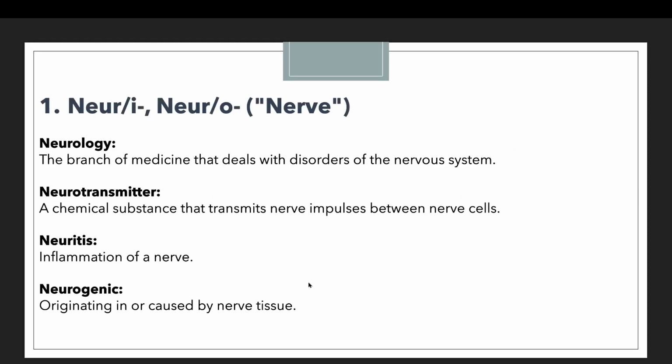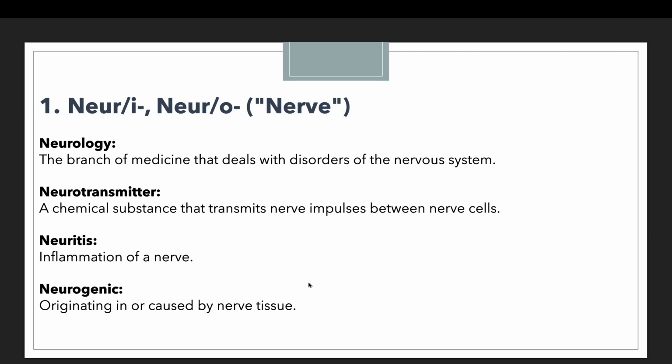All right. So let's look at the first prefix. The first prefix is neuro, which is used to denote information related to nerve. Okay. Neuri and neuro, which are used to denote information related to nerve. Okay. Let's look at the examples. The first example is neurology.